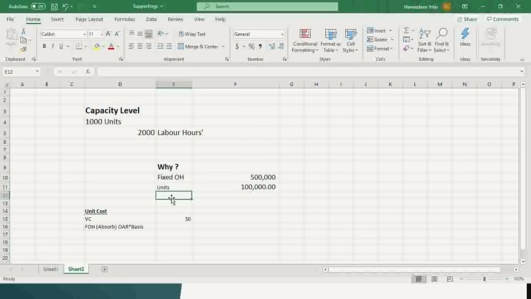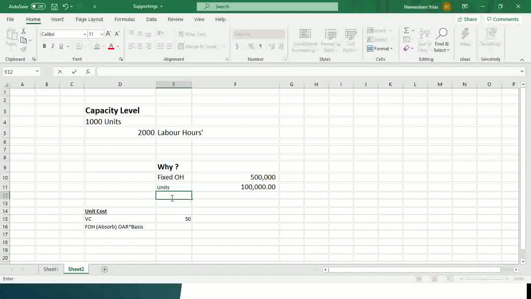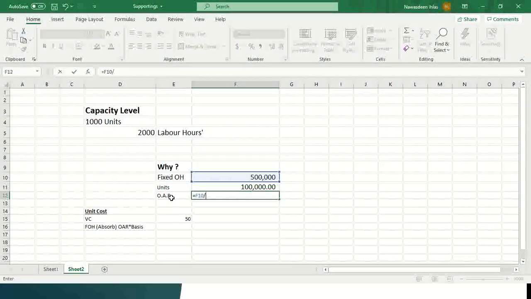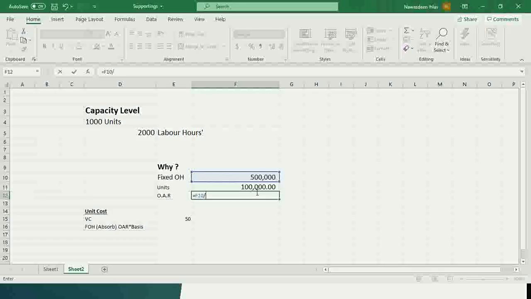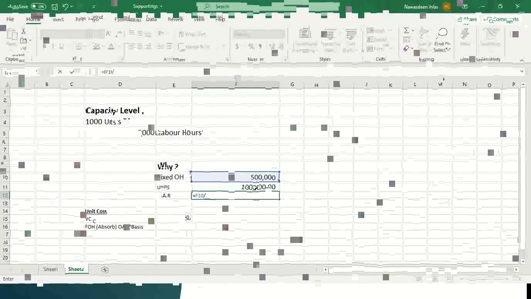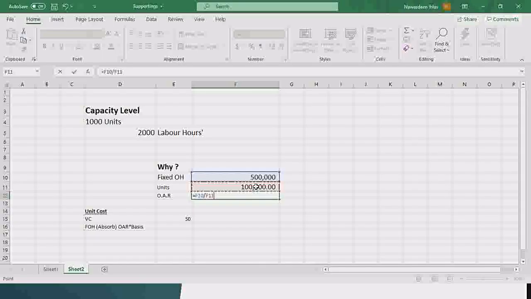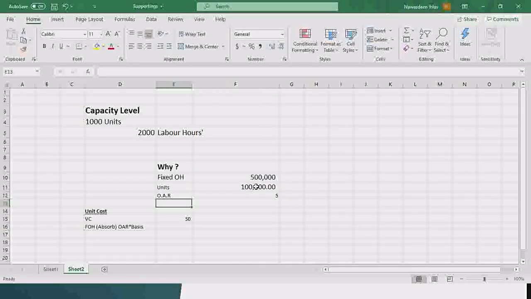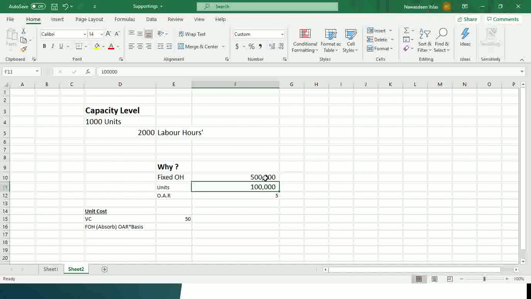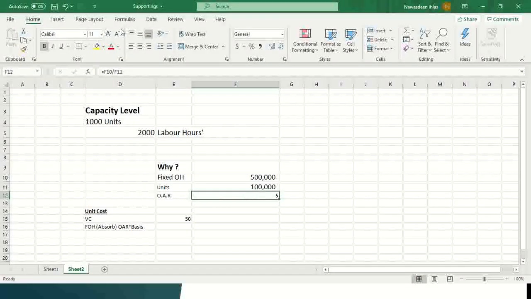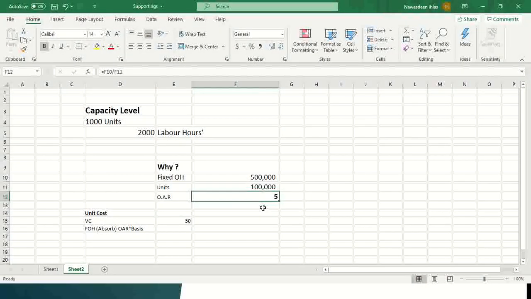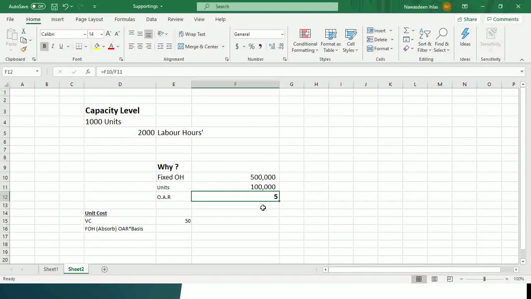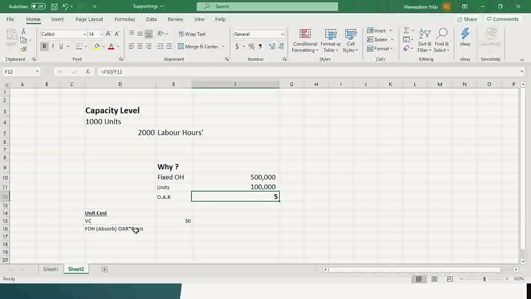Which means we can find their overhead absorption rate. 500,000 is for this entire production. To find per unit cost, we divide the 500,000 by the number of output, which is 100,000. So we find 5 rupees as the overhead absorption rate, which means to produce 1 unit we need 5 rupees from fixed cost. This is our overhead absorption rate for 1 unit. So here we have taken number of units as the basis, that means 1 unit.